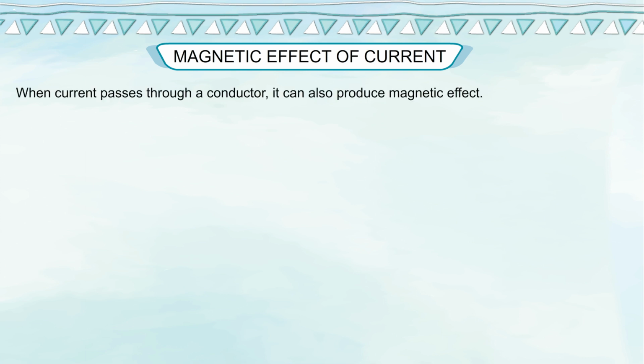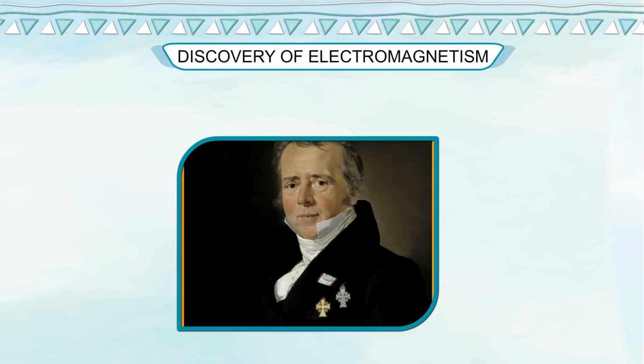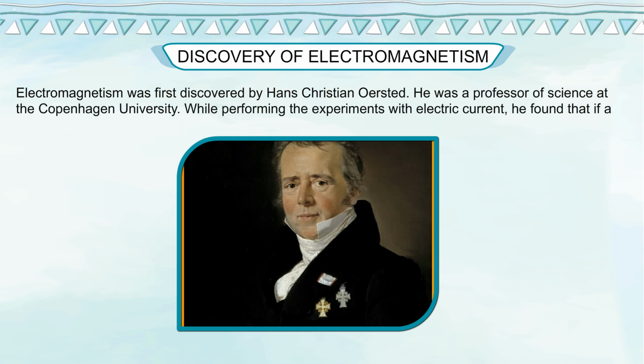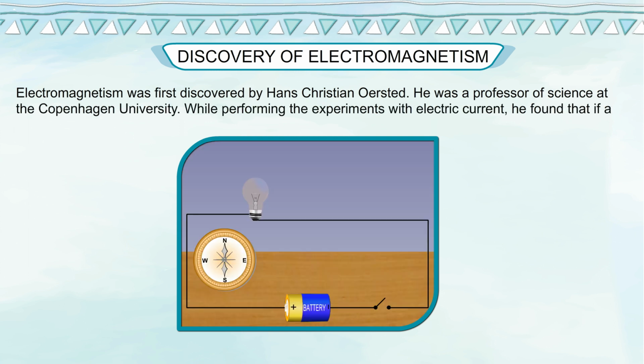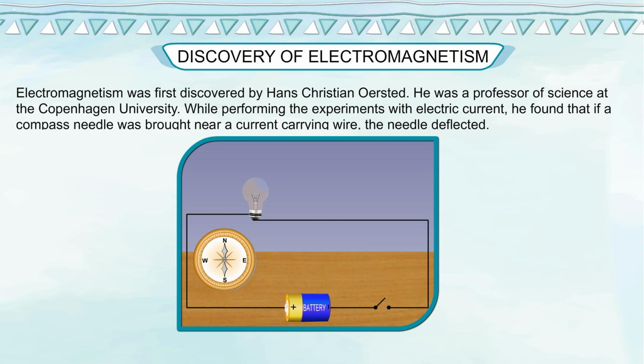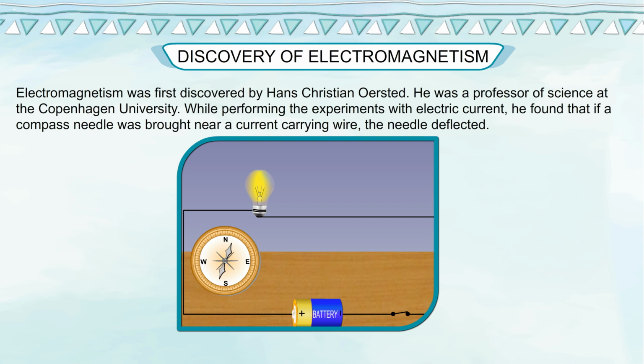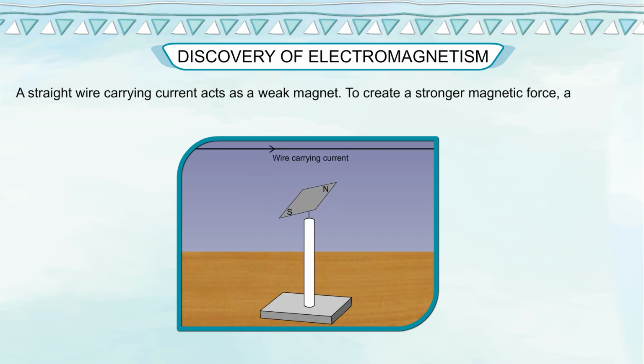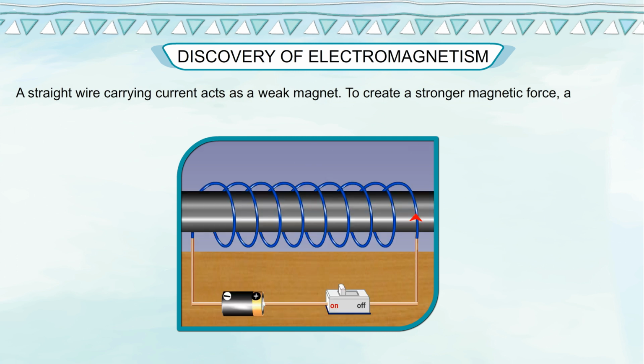Magnetic effect of current. When current passes through a conductor, it can also produce magnetic effect. Discovery of electromagnetism. Electromagnetism was first discovered by Hans Christian Ørsted. He was a professor of science at the Copenhagen University. While performing experiments with electric current, he found that if a compass needle was brought near a current-carrying wire, the needle deflected. A straight wire carrying current acts as a weak magnet.